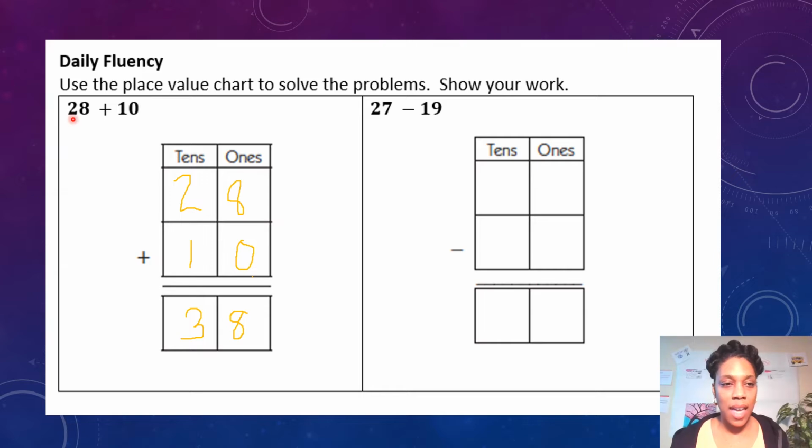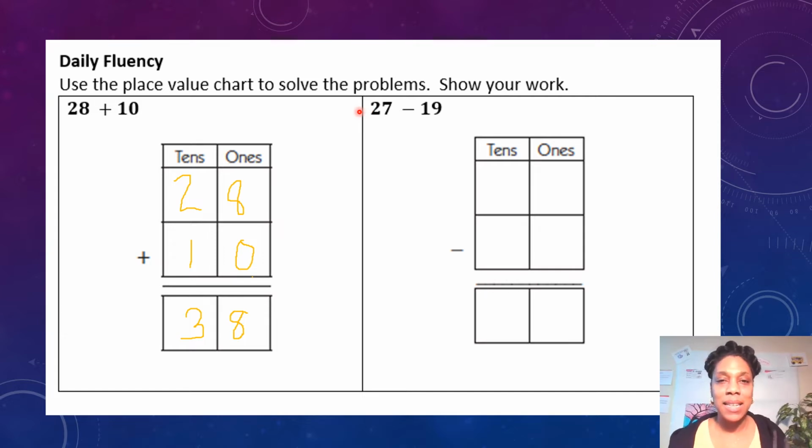Okay, 28 plus 10. So I've taken it from its horizontal form and I've written it in its vertical form, going up and down, making sure that I lined up my ones and my tens. So now I'm ready to add. 8 plus 0 equals 8. 2 tens plus 1 ten equals 3 tens. My sum is 38. Now, please go over to the next problem.